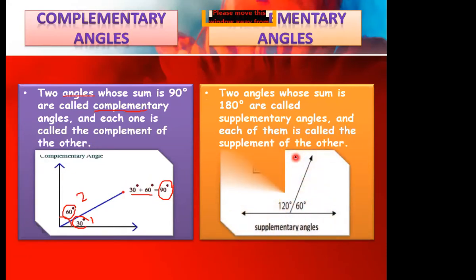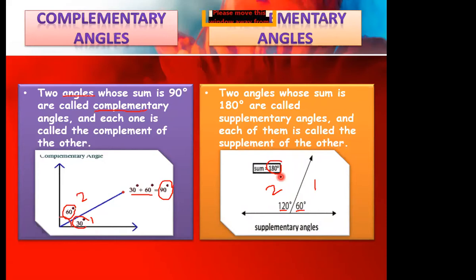Now let's consider this figure. In this figure, this is your angle number one and this is your angle number two. The measurement of this angle is 60 degrees and the measurement of this angle is 120 degrees. So 60 plus 120 will be equal to 180 degrees, means their sum is equal to 180 degrees. If the sum of two angles is equal to 180 degrees, you will say that these are supplementary angles. Understand?